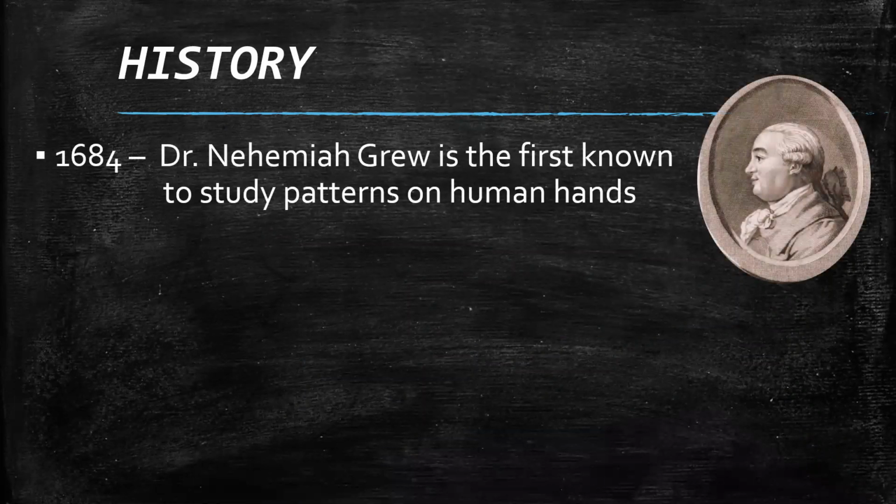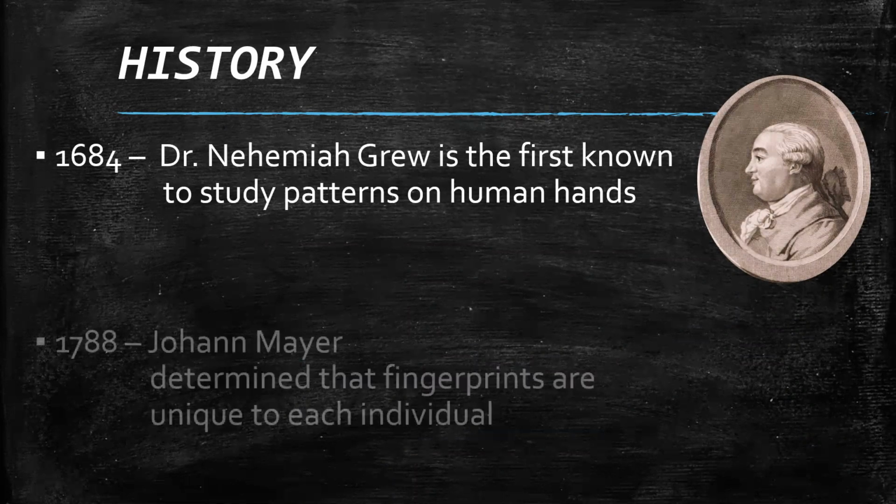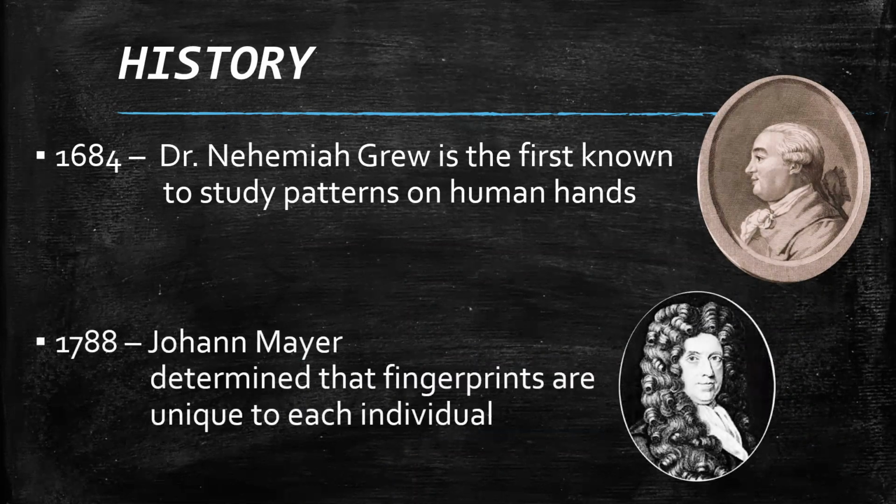So going the whole way back to 1684, Dr. Grew is the very first person that we know to actually study fingerprints on a human hand. 1788, Johann Meyer actually determined that fingerprints are unique to each individual.